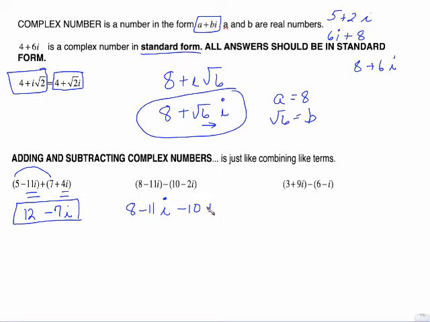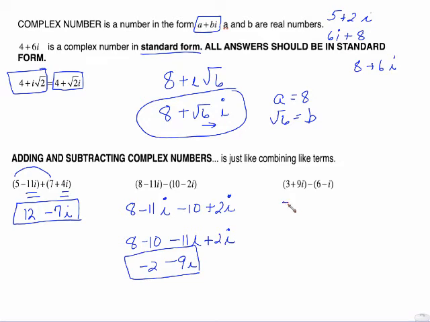The negative 2i becomes positive 2i. You could, if you needed to, rewrite this so that your real numbers are together in front and your i part is back here, and then do the arithmetic. 8 minus 10 is negative 2. Negative 11i plus 9i is negative 9i.